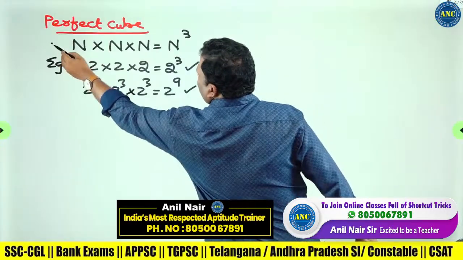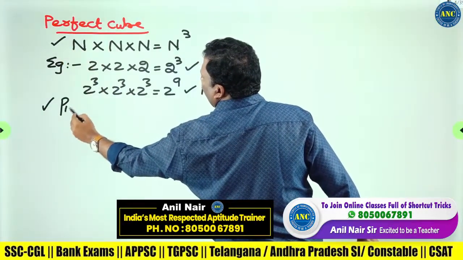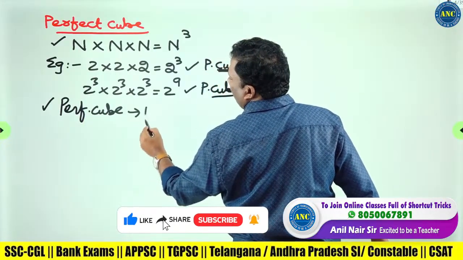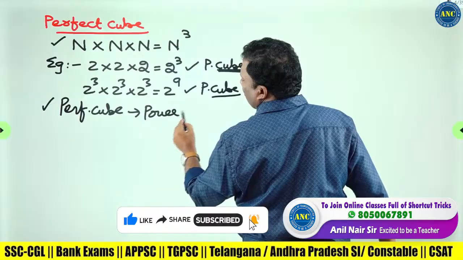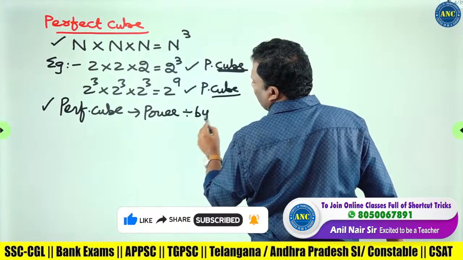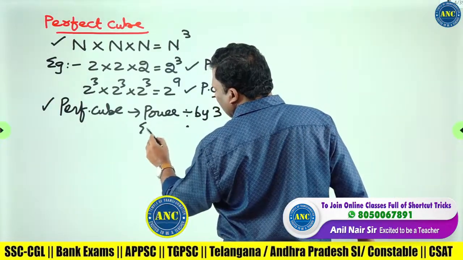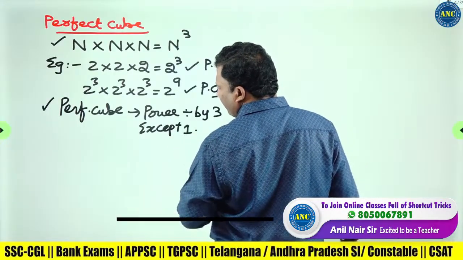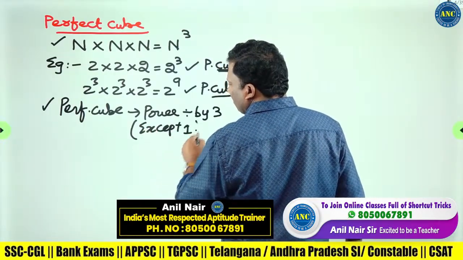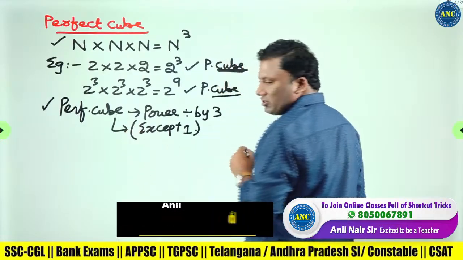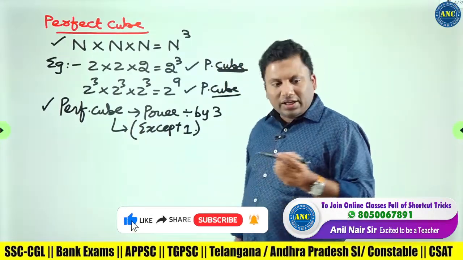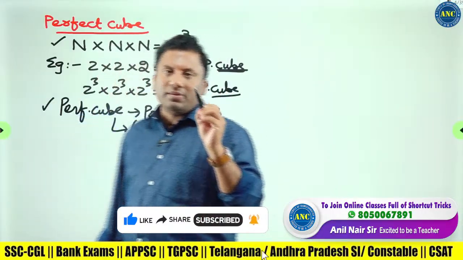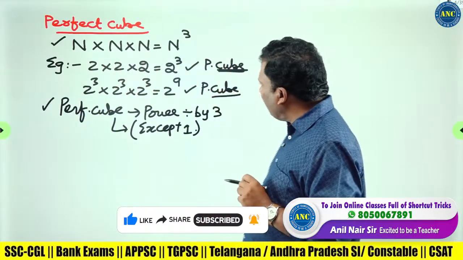Second one, perfect cube: power should be divisible by 3. Except one. One is a perfect square, one is a perfect cube, one is a fourth power. Perfect cube means power should be divisible by 3.